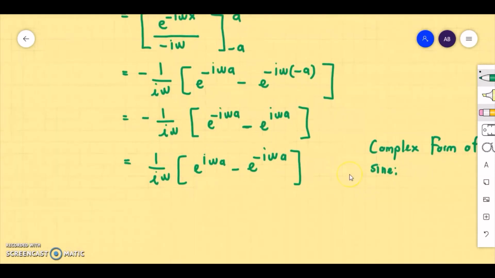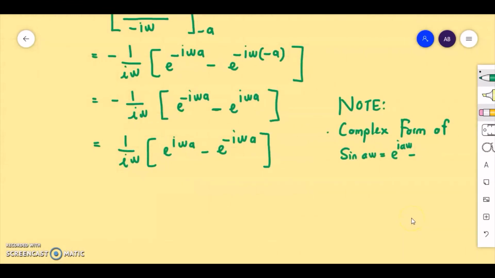Okay, so maybe I'll just write it here. Sine a omega will give me, so I'll just write it properly. Okay, this is the note so that it's easy to remember in the future. So the note is sine a omega equals e to the i a omega minus, okay, is it minus or plus? If it's sine, it is minus, but if it's cos, it will be plus. So e to the negative i a omega over 2i.